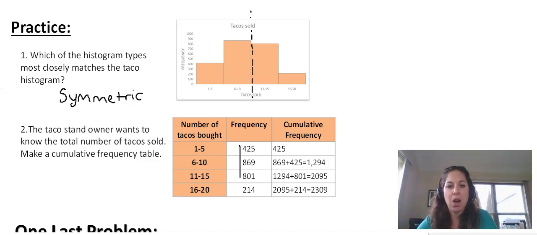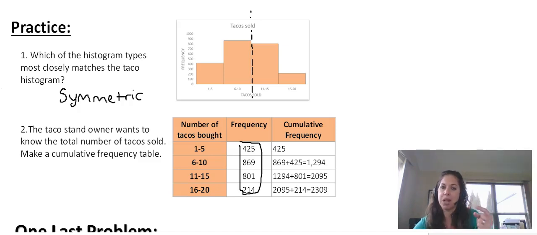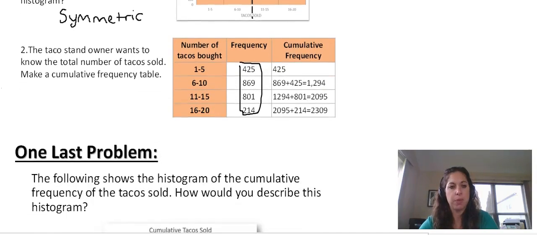You add all of these values together. So you can see I did 425, and then my next line was 425 plus 869. My third one was I take the value from before, so I did the 425 plus 869 plus the 801. And lastly, then I added the 214. So here's my cumulative frequency. So this is telling me from 1 to 10 altogether, I would have 1,294 orders.